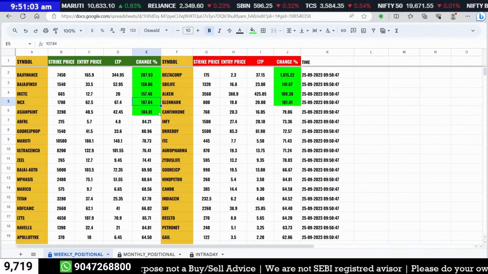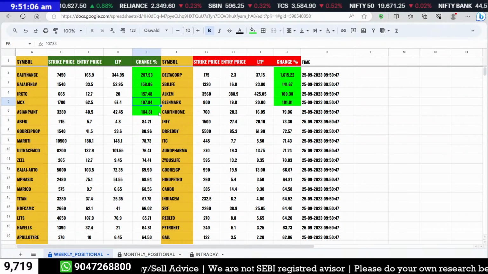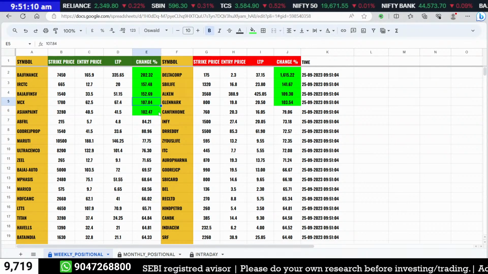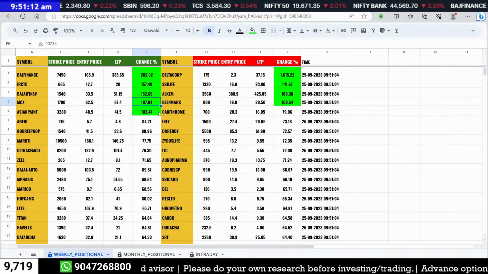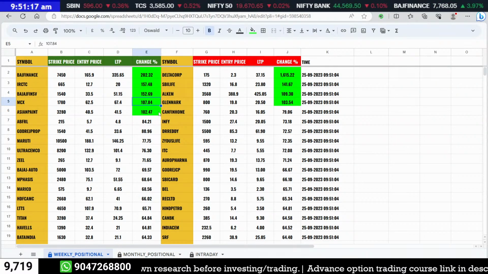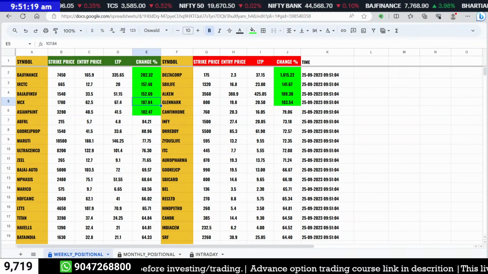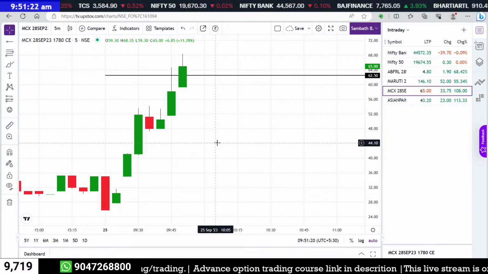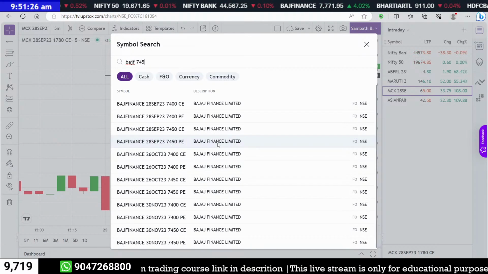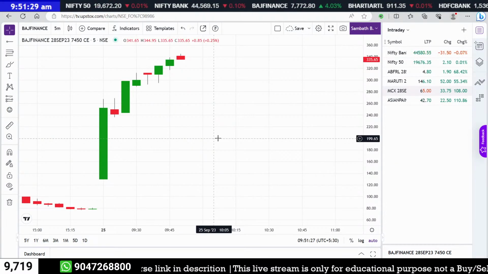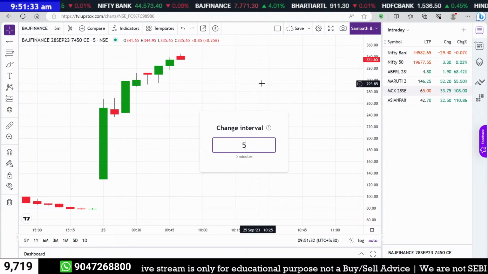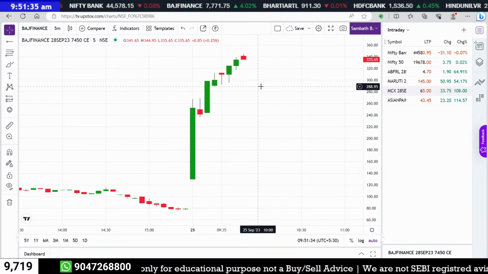Once you book profits on a trade you have taken, then you can plan for the next one. Not to try all the stocks which are at the top. Maybe Bajaj Finance also. We are looking from 215, right? As a 240, 7470. I think now it is moving. In the 5 minute candle, we were looking at the first 5 minutes at 240. So now it is 335. So near about 100 points increase.